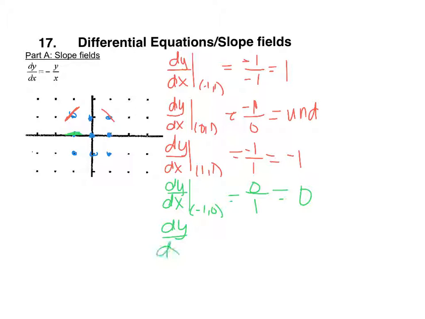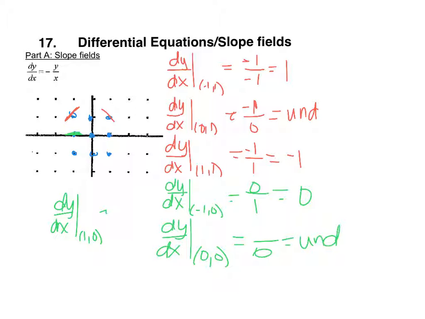dy/dx at the point (0, 0). Well, that's going to make my x value 0, which is going to make it undefined, so I'm not going to have anything there. And dy/dx evaluated at (1, 0) is going to be, on the top again I have 0 over, now negative 1 is just 0. So I have a horizontal tangent line there also.